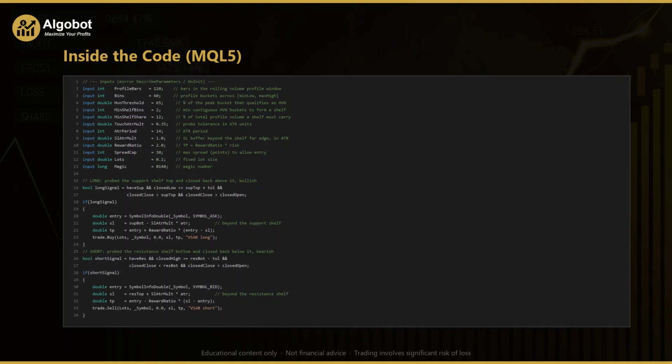The short block is the mirror image. The short signal is true when we have a resistance shelf. The closed high reaches into the shelf zone. The close finishes below the shelf bottom, and the close is below the open. The code then reads the bid, places the stop above the shelf top, sets a symmetric take profit, and calls trade.sell. Both sides are fully defined, so the strategy is neutral to direction.